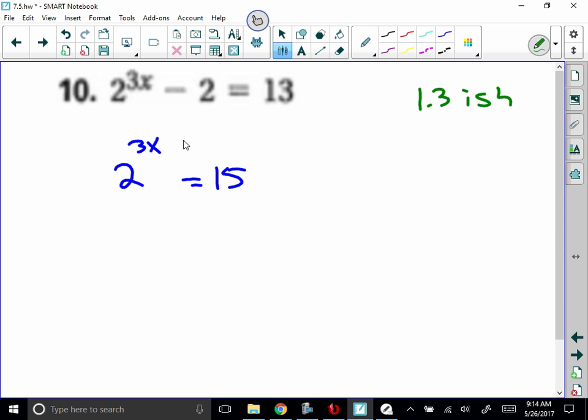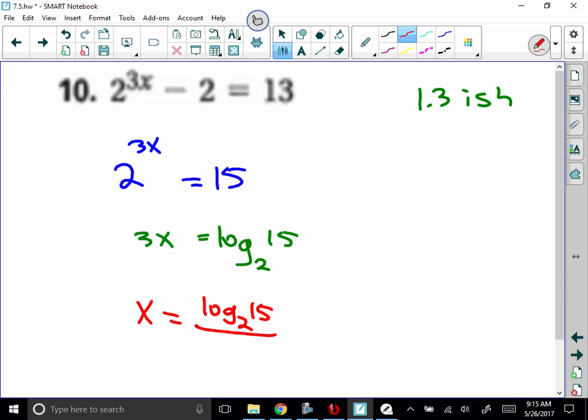We're going to change it to log form, yeah. So it'll be the log base 2 of 15, and that's equal to 3x. We divide by 3. Now be careful, when you divide by 3, some people say, well, 15 divided by 3 is 5. That's true, but we said our answer is 1.3, and earlier we said that the log base 2 of 5 was like 2.32. So we can't do that. So it's the log base 2 of 15, all over 3.